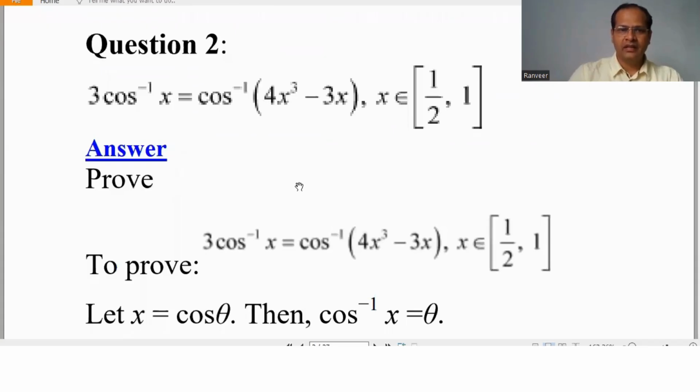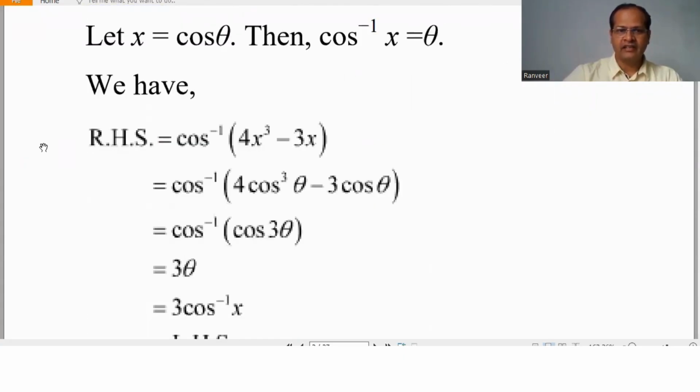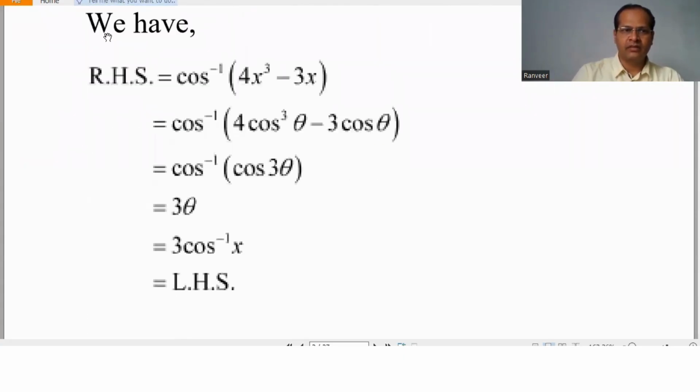Similarly here we have 4x cube minus 3x. So in place of x, we have to substitute cos theta. Then the RHS is nothing but cos inverse of 4x cube minus 3x, so cos inverse of 4 cos cube theta minus 3 cos theta. This is nothing but cos 3 theta, so it is 3 theta, and theta equals cos inverse x, so we get 3 cos inverse x, and this is the LHS value.